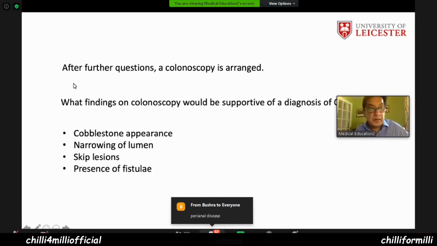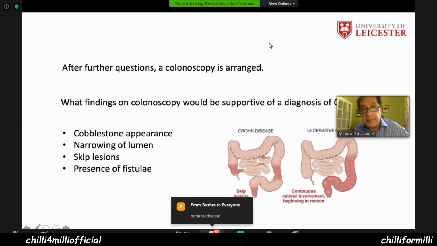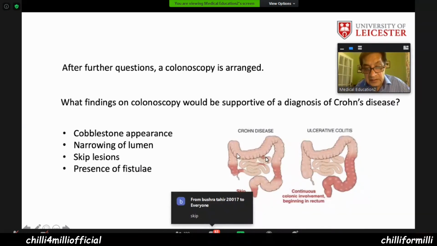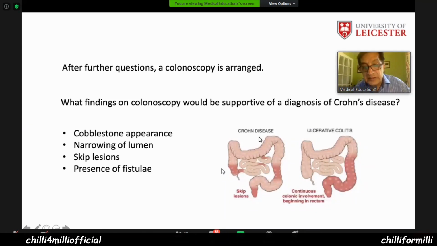Okay, so remember this picture, please. Just a common reminder. Skip lesions, right? This lesion, this lesion, this lesion, this lesion. And this is your continuous chronic involvement in ulcerative colitis. And these are your skip lesions in Crohn's disease. That's the difference between Crohn's disease and ulcerative colitis.